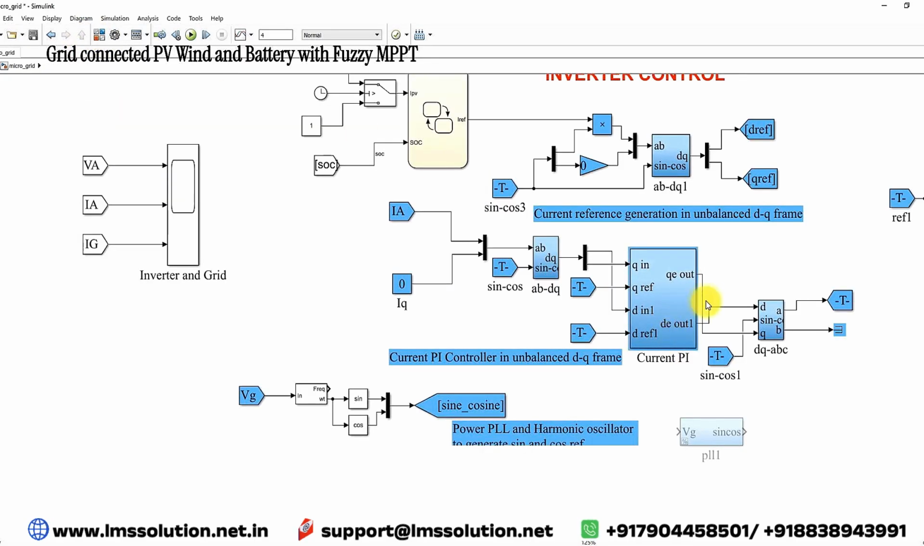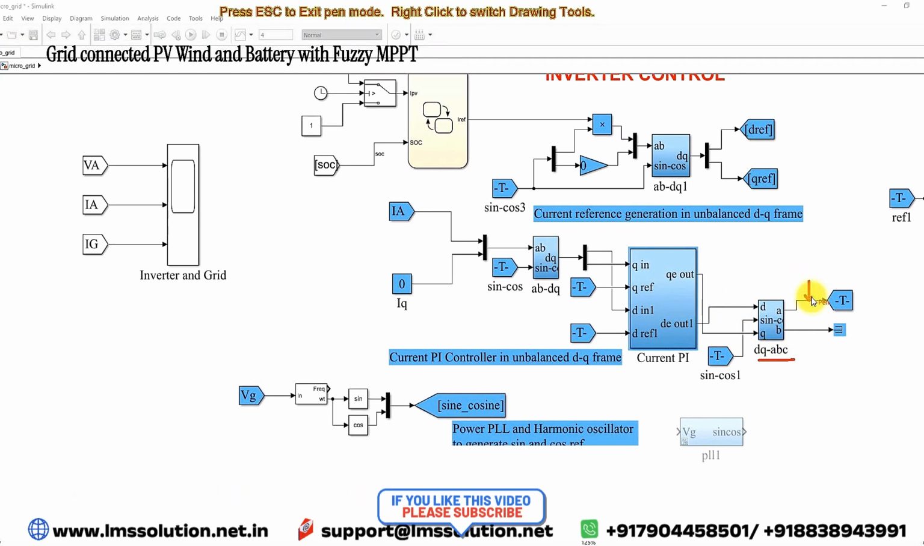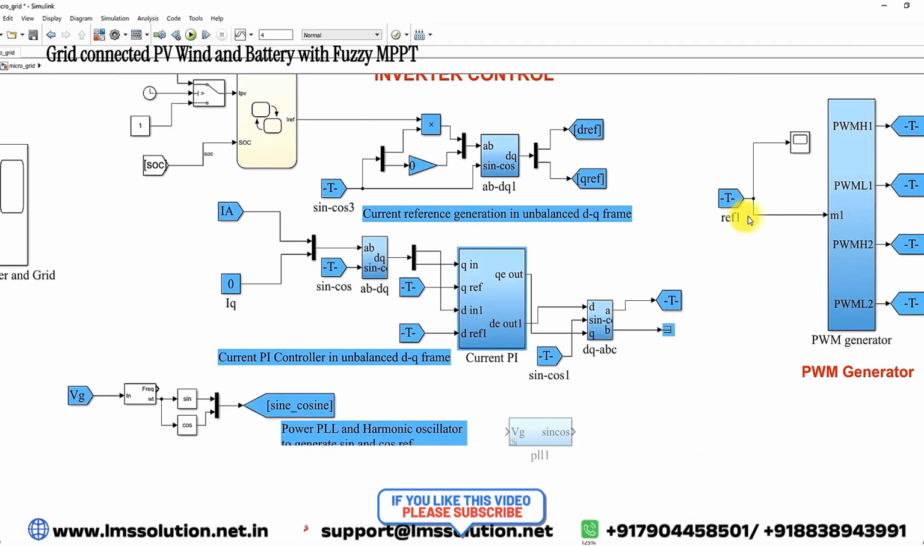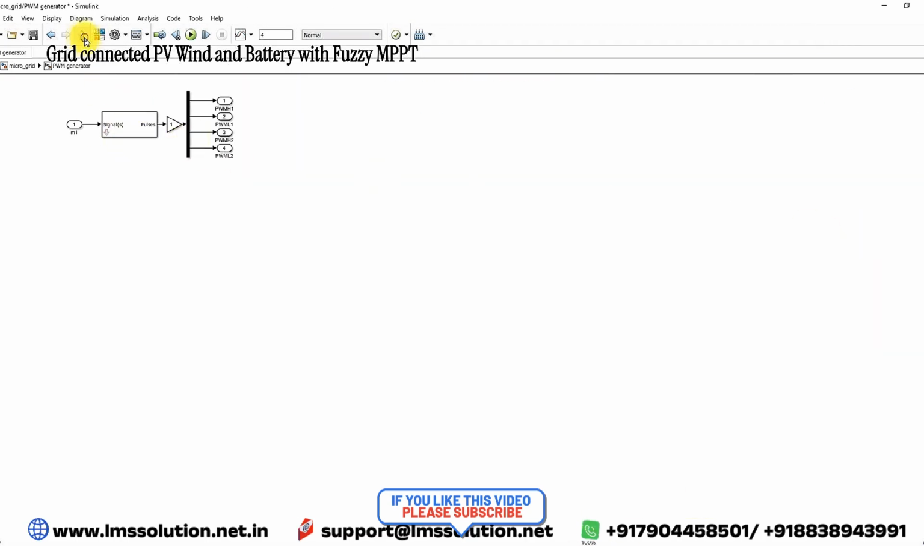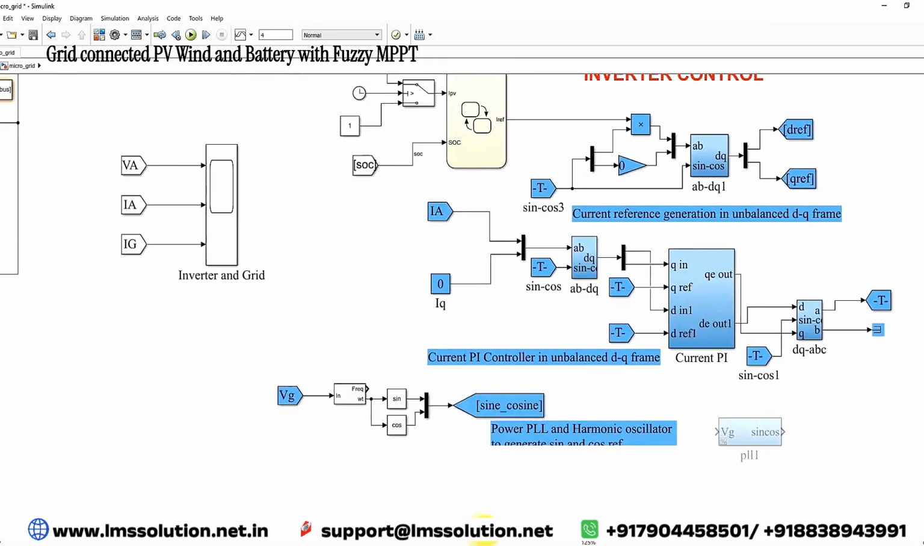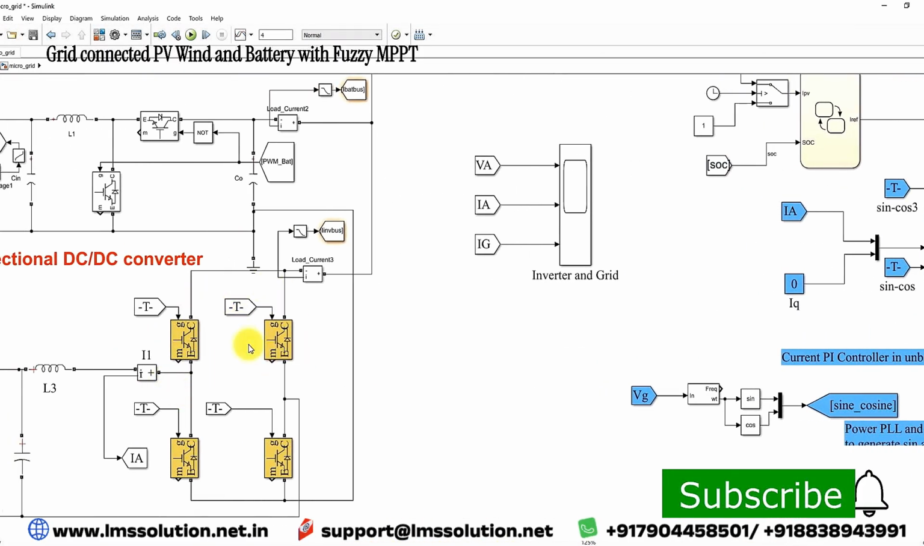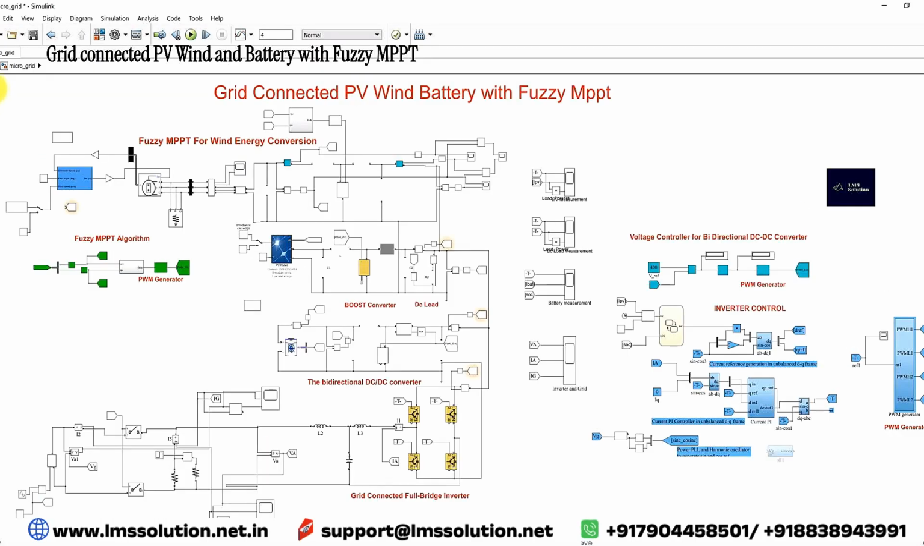The current PI controller will generate the controlled voltage in the form of D and Q. Again, the D and Q will be converted into alpha beta, and then you take only the alpha quantity. This alpha quantity will be processed via the PWM generator, which will generate the pulses to control the inverter. So this inverter is controlled based upon the current reference, which is decided from the condition of SOC and the PV current. The inverter can also operate in both directions. So this is the model and the control logic of the system.